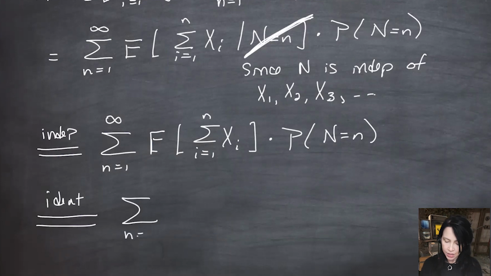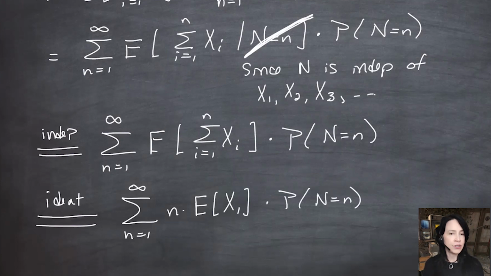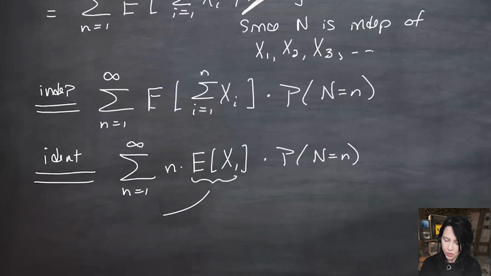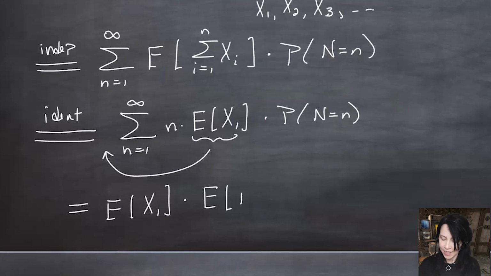So that expectation can be written as n times the expected value of just one of them. I could use X5, X7, any X there, times the probability that N equals n. So that was using the fact that the X's are identically distributed. Now that expectation doesn't involve n, so I'm going to pull that out. And what I'm left with is that sum of n times the probability that N equals n. That's how you compute the expected value of N. And this is what we wanted to show.